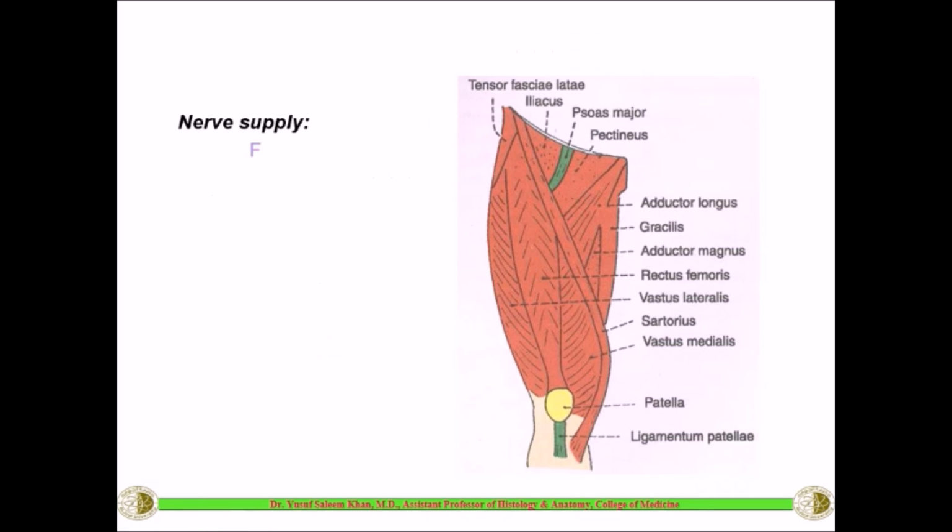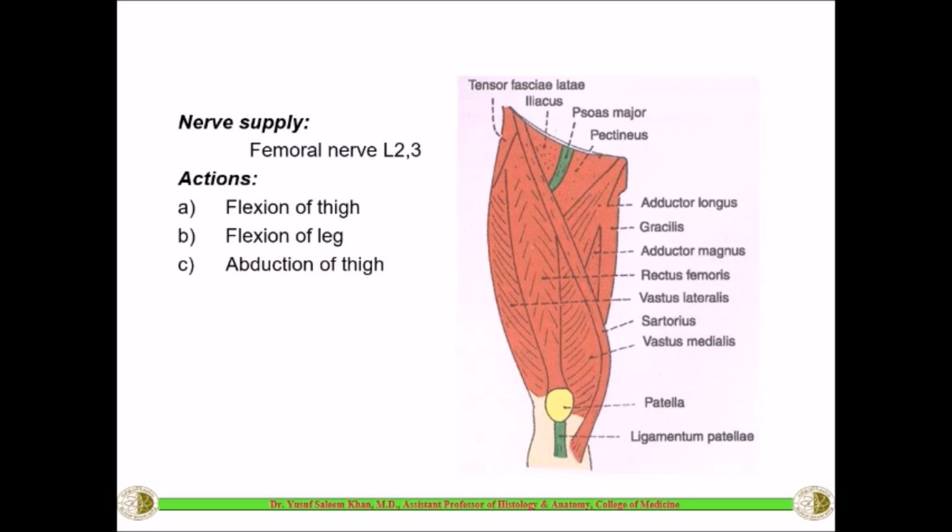Nerve supply, as you know, is by the femoral nerve. The root value is L2 and L3, and the actions are, one, the flexion of the thigh. Even though this muscle is in the extensor compartment, it helps in flexion of the thigh and flexion of the leg, and abduction of the thigh and lateral rotation of the thigh.